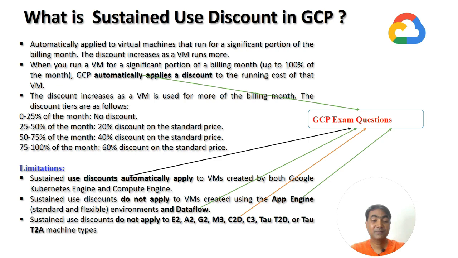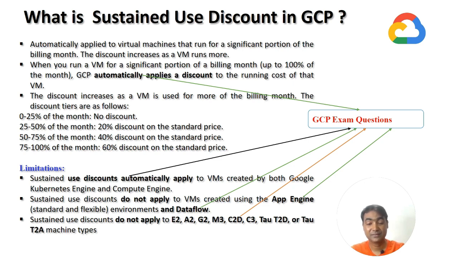As you can see here, some of the limitations of sustained use discount are: sustained use discount automatically applies to VMs created by both Google Kubernetes Engine and Compute Engine. Sustained use discount does not apply to VMs created using App Engine environments and Dataflow. Guys, you remember this point. The sustained use discount does not apply to VMs created using the App Engine environments and Dataflow.